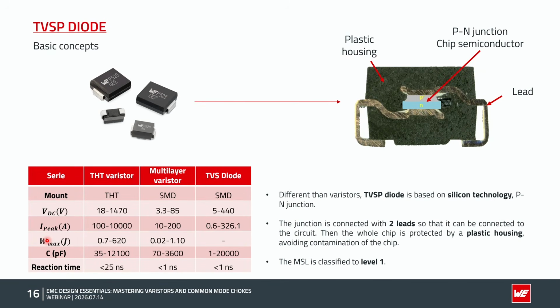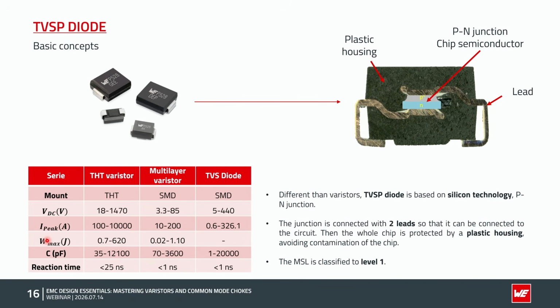Okay, starting from this slide, we will talk about the TVS diode. Unlike the varistors, which we have discussed before, the TVS diode is based on a silicon PN junction. It has three main parts. The core is made of a semiconductor chip, a silicon PN junction. Then the chip is protected inside of a plastic package. And finally, the copper electrodes are connected to both sides of the chip, and these electrodes are extended to the outside of the package, allowing its connection with the circuit.